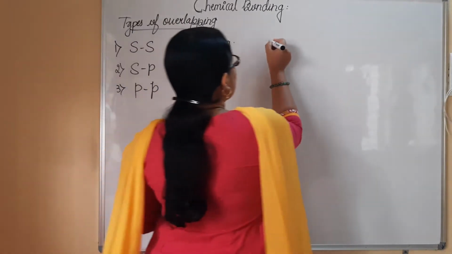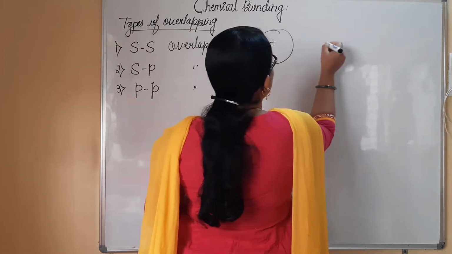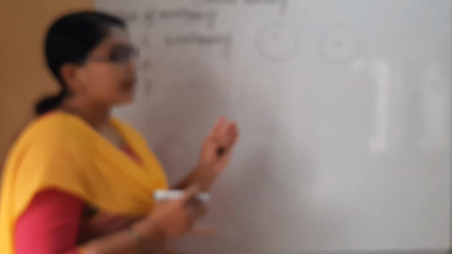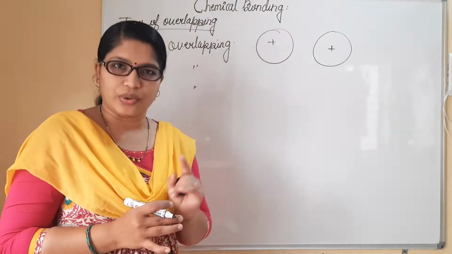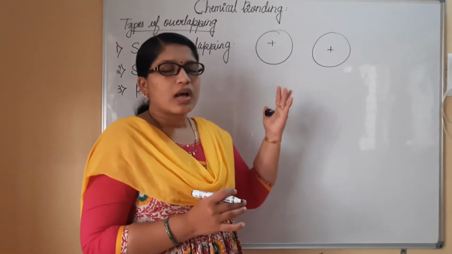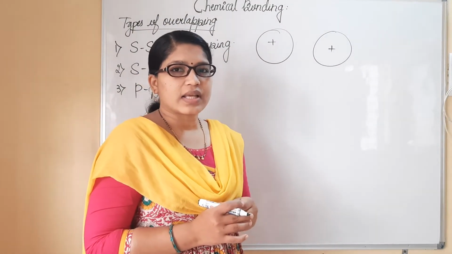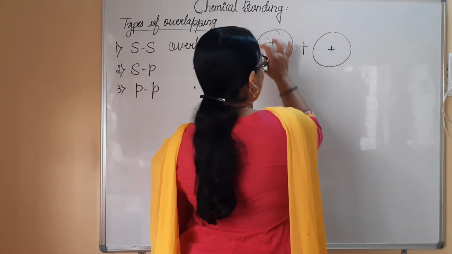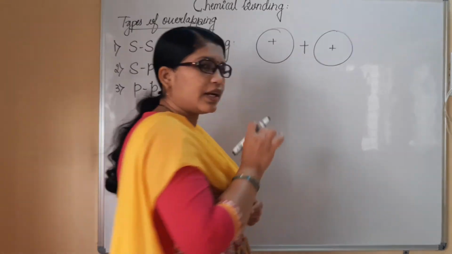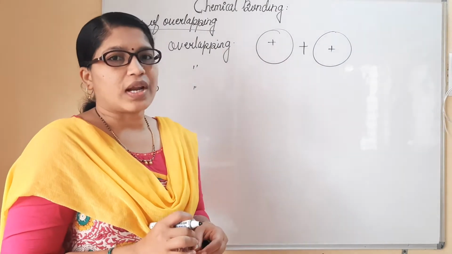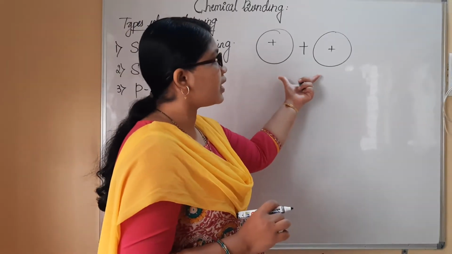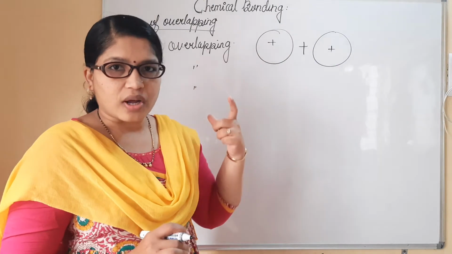We know that an S orbital has a nucleus surrounded spherically by the electron cloud. We can also say the electron cloud is symmetrically distributed around the nucleus. Those orbitals are considered S orbitals. When both orbitals are of the same type, where the electron cloud is symmetrically distributed, that type of overlapping is called SS overlapping. The two orbitals I have written here are referred to as atomic orbitals.